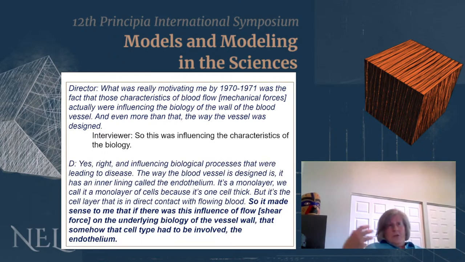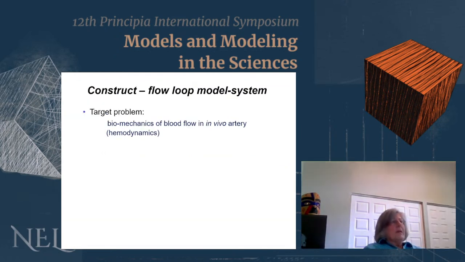The way that, like arteriosclerosis, the way the blood vessel is designed, it has an inner layer called the endothelium. It's a monolayer. We call it a monolayer because it's one cell thick. But it's the layer in direct contact with the flowing blood. So it made sense to me that if there was an influence of flow, in this case, shear force, on the underlying biology of the vessel wall, that somehow that cell type had to be involved with the endothelium. That's the rationalization for starting with a model system that involves only the endothelial cell and not other components of the blood vessel wall.